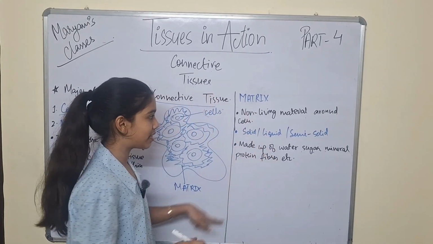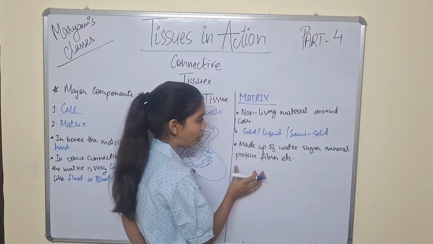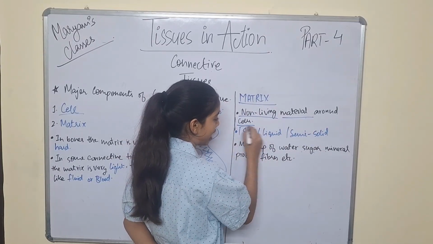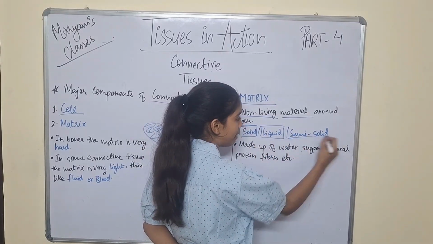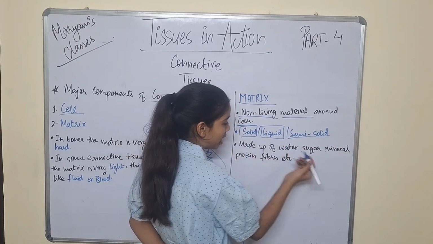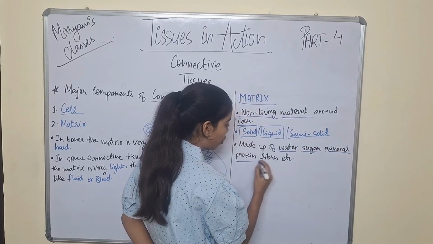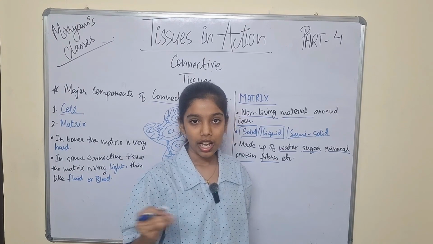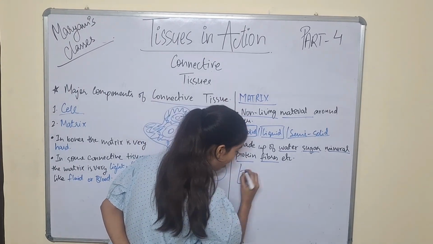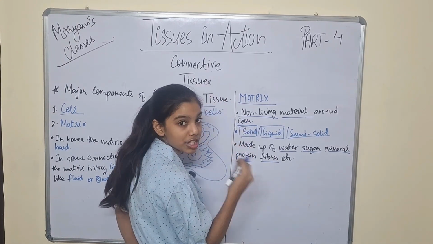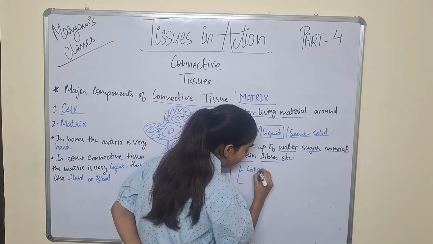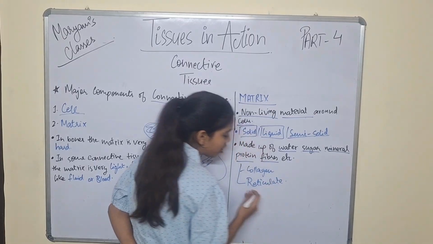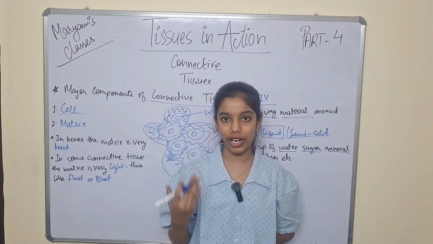So let's understand the matrix. These are the pointers that I have written. It is a non-living material which surrounds the cells and it can be solid, liquid or semi-solid. It is made up of water, sugar, minerals, proteins and fibers. There are 2 important types of proteins present in the matrix that you should learn: first is collagen and second is reticulin. These are the 2 types of proteins that you should learn for your exams.